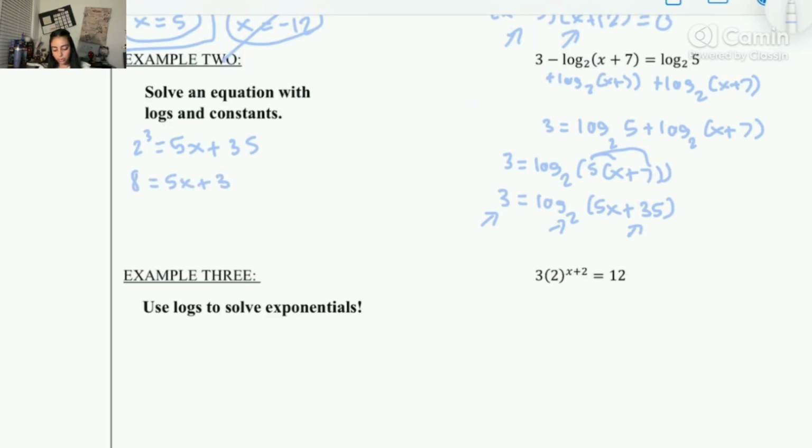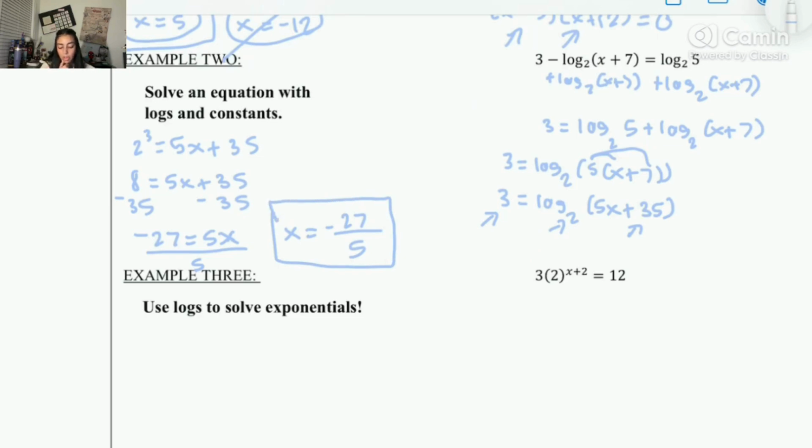8 equals 5x plus 35. Then we can subtract 35 on both sides to get x alone. So negative 27. I'm not good at quick math. Yes, negative 27 equals 5x. We can divide both sides by 5 to get x alone completely. So x equals negative 27 over 5. That's our only answer choice, so I'll trust it to be correct, but you can plug it back into that original equation just to check.